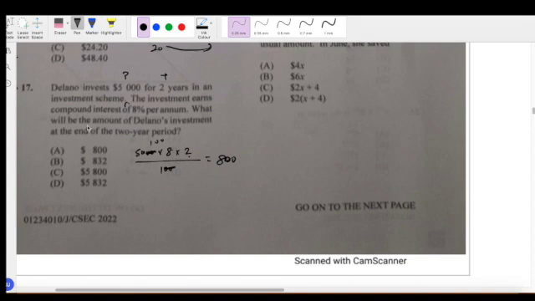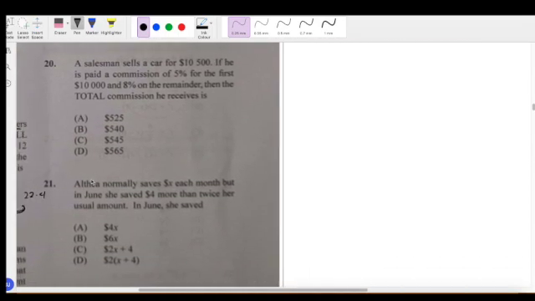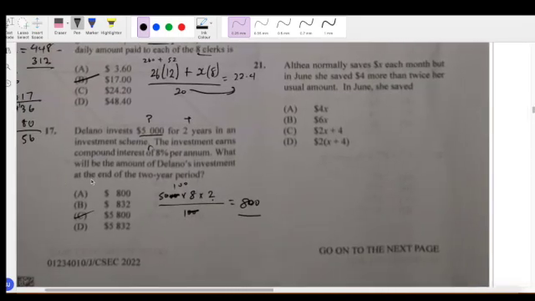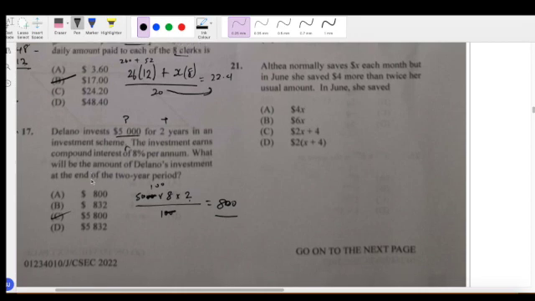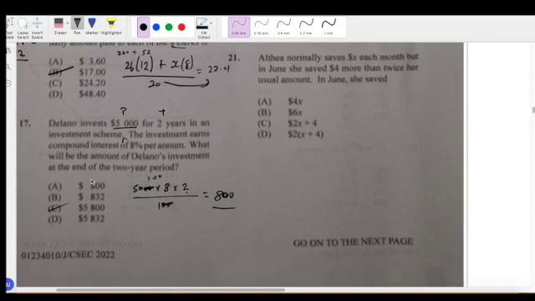So what will be the amount of Delano's investment at the end of a 2-year period? He invests 5,000 and will get 800 interest. So the amount of Delano's investment at the end of the 2-year period will be 5,800. The 800 just represents the interest he will receive, but not the total investment.